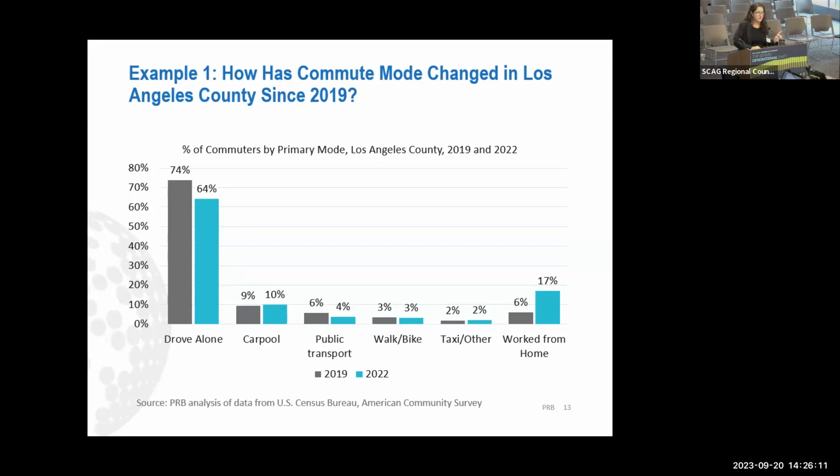Yes, that is correct. So that's one of the challenges with this question. The way that the Census Bureau asks the question is, what's your primary mode of commute to work? So if you work from home 3 days a week, you would be in that work from home category. If you work from home 2 days a week and you commute to an office or to a workplace the other 3, you would be in like the drive alone or the public transit category. It's a limitation with the way the Census Bureau asks this question.